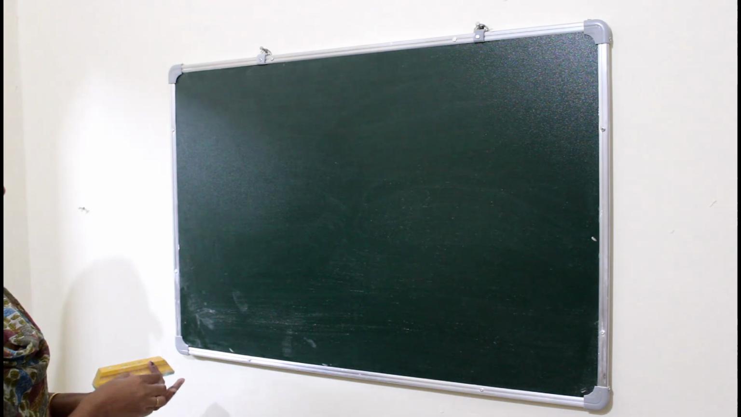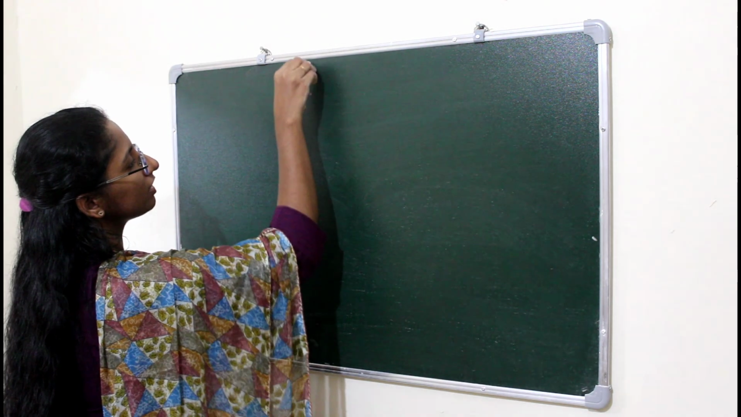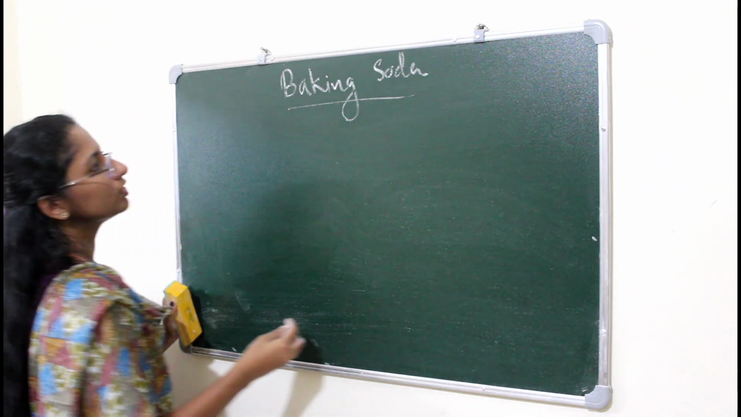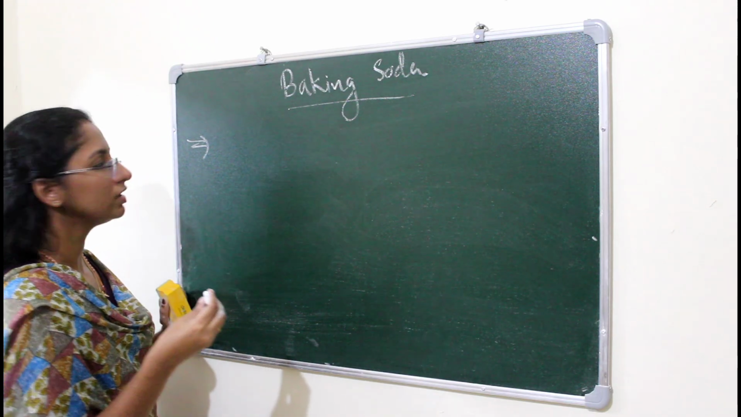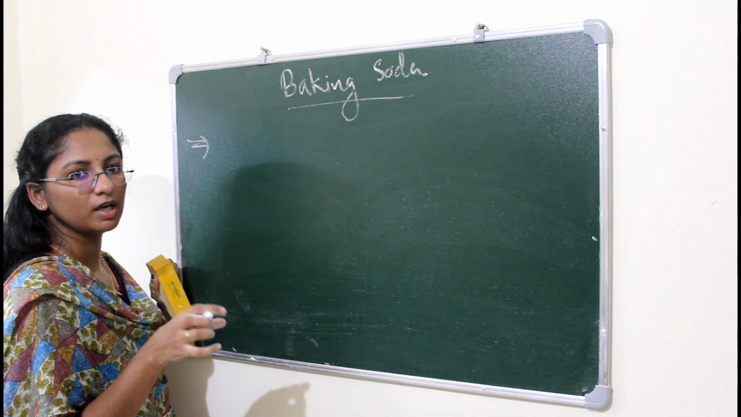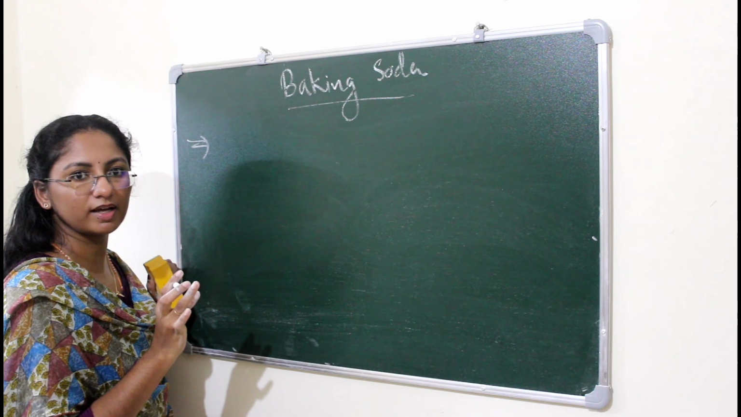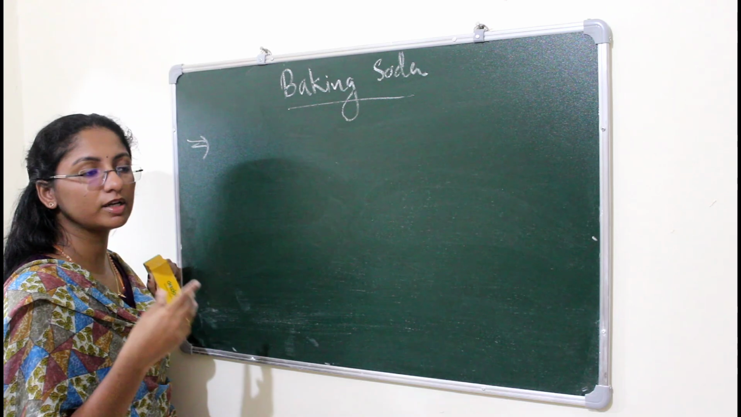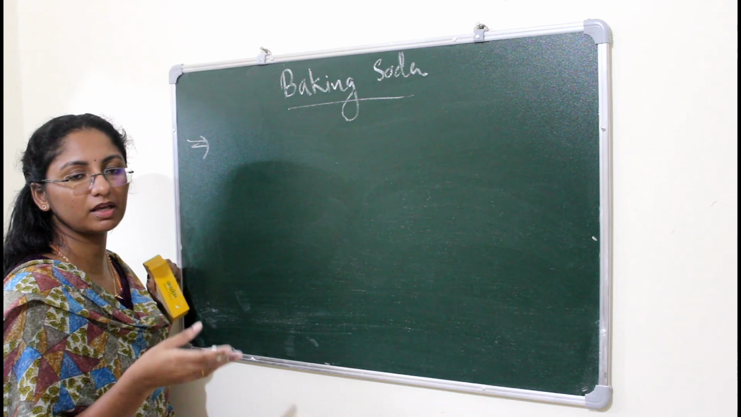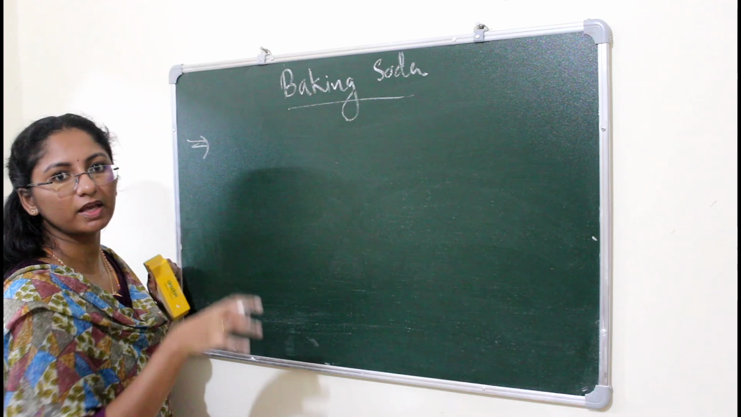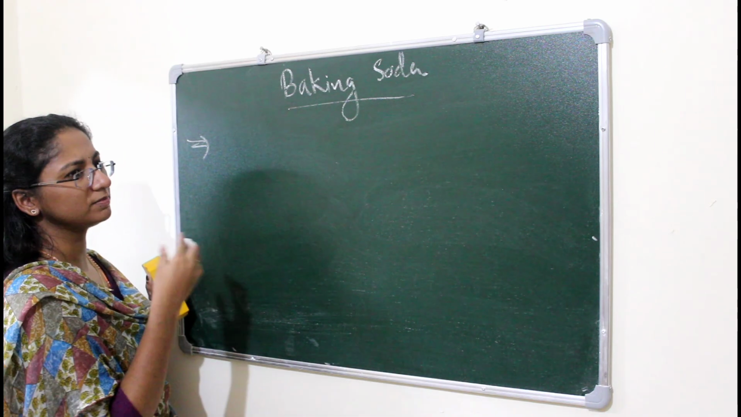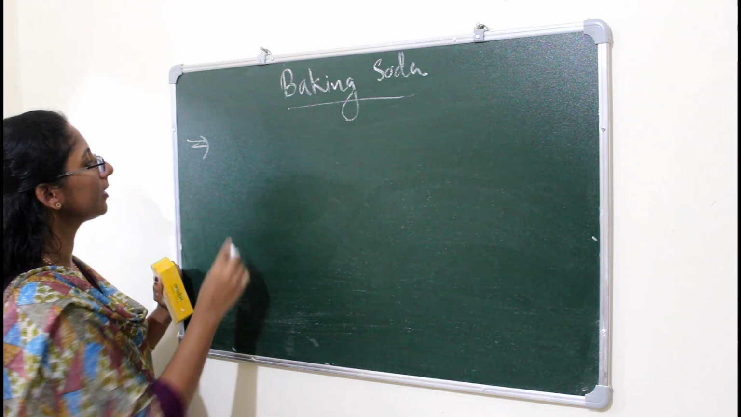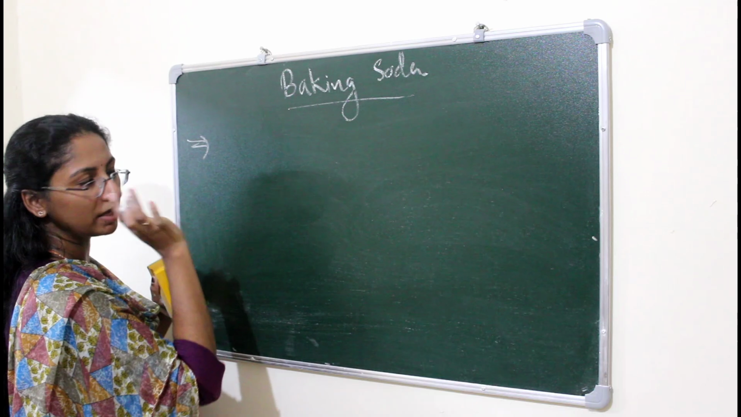The next product is baking soda. What is baking soda? How many of you know about baking soda? Mainly in the kitchen we use this baking soda, right? To increase the volume, in cake making or in bread making, we normally use this baking soda. If you are familiar with the kitchen, you will know about baking soda.